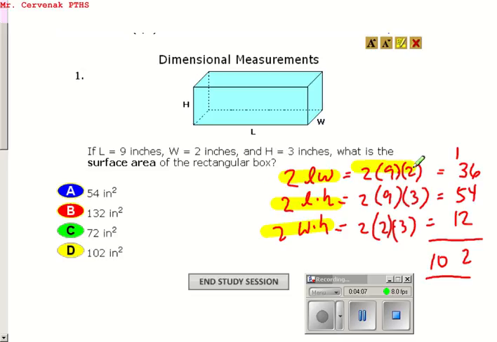2 times 9 times 2 is 36. 2 times 9 times 3 is 54. 2 times 2 times 3 is 12. If we add up the area of the top and bottom, front and back, left side and right side, we get a grand total of 102 inches squared, and that corresponds with answer D.